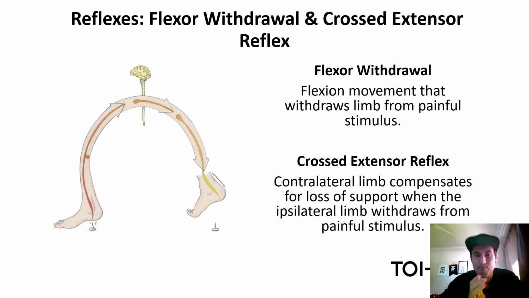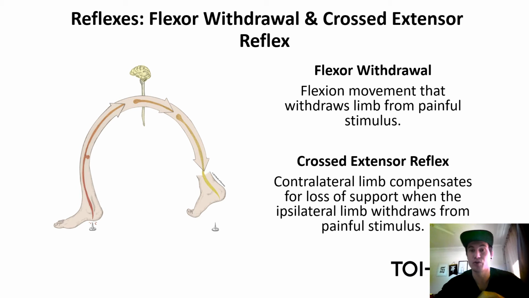Crossed extensor reflex is when you've got an injured limb. So the non-injured limb, or the contralateral limb, will compensate for loss of support when the injured limb, or the ipsilateral limb, withdraws from a painful stimulus. So if you're limping because of an injury to one leg, the other leg will, through a reflex, take that load.